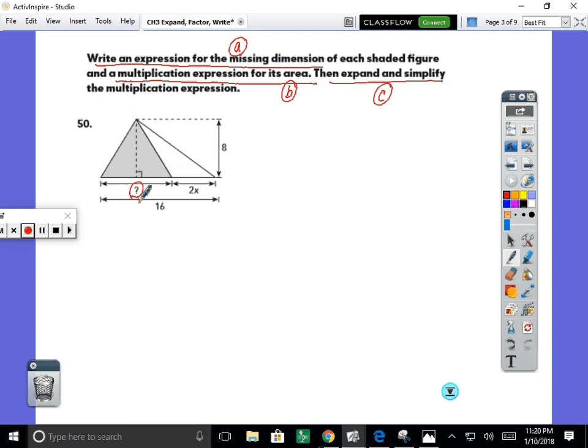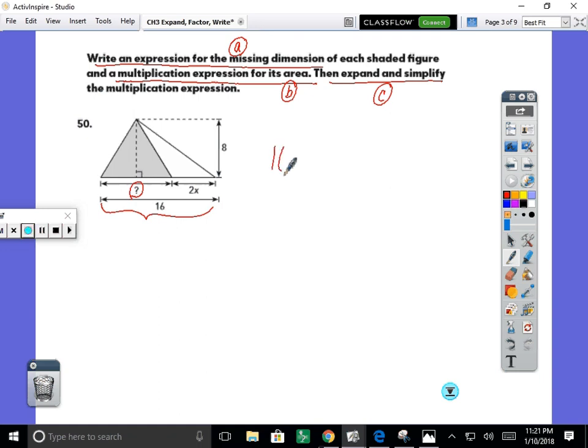So let's start here. I noticed something. I know the whole length of this giant triangle. Not the shaded one, but this giant triangle. The shaded piece plus this unshaded portion. Actually, it's right down here. It says this whole thing is 16 centimeters, miles, units. I don't know. We'll make it generic today. We're going to use units.